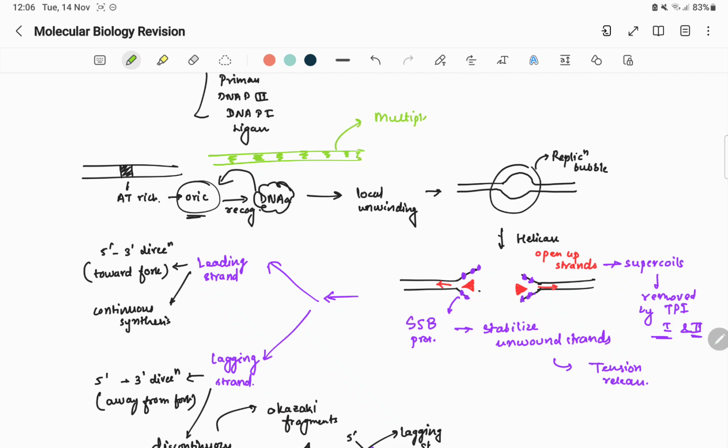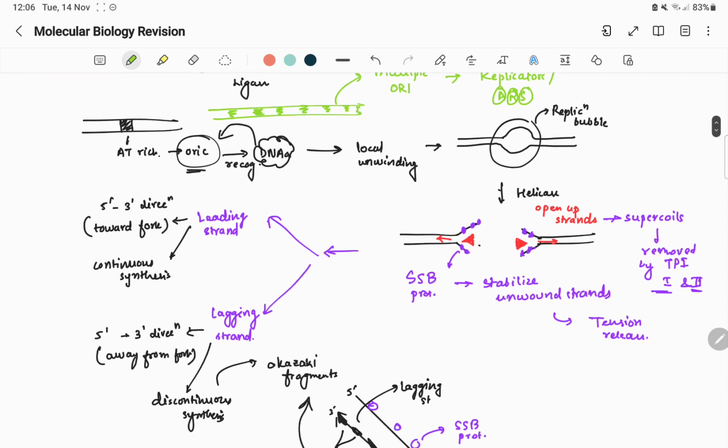They have multiple ori called replicators or autonomously replicating sequences. So with multiple ori, the replication bubble formation in eukaryotes will also be multiple. Multiple bubbles will form, like this.